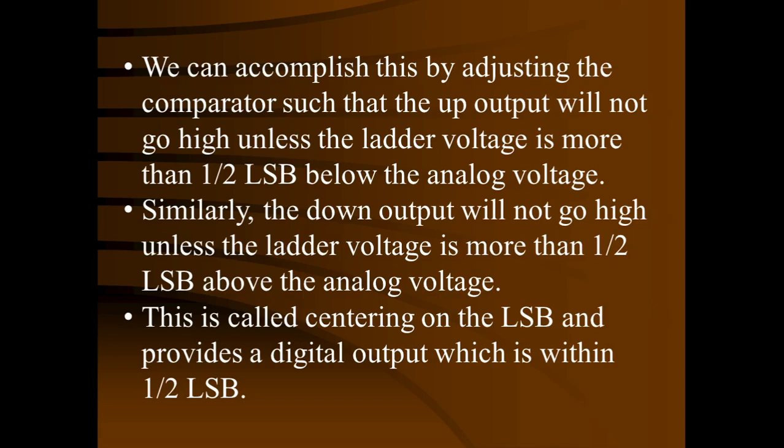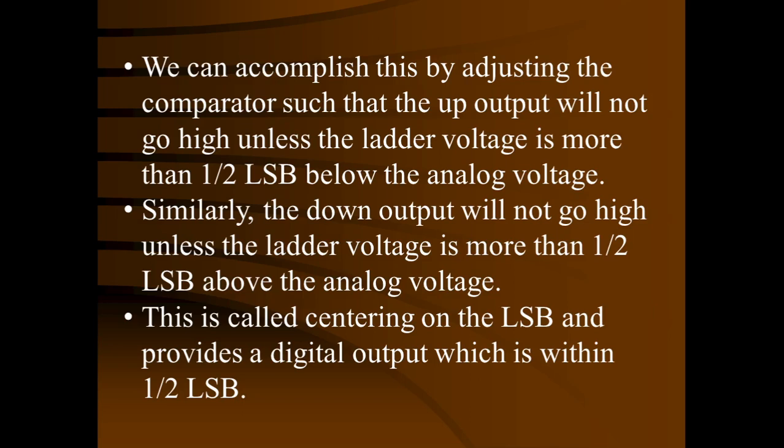And similarly, when the difference is not greater than half LSB, the down line will not be high. Similarly, the down output will not go high unless the ladder voltage is more than half LSB above the analog input voltage. This is called centering of the LSB and provides a digital output which is within one half LSB. So 50% of the LSB voltage is going to be there.